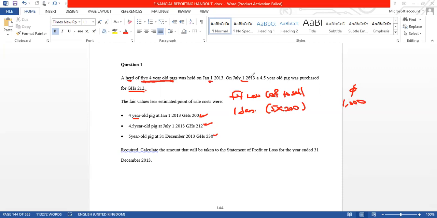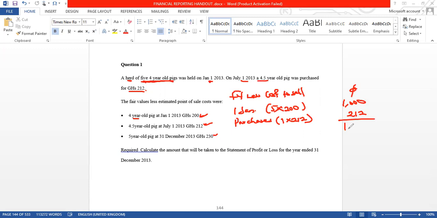You could see that on July 1, a 4.5-year pig is purchased at 212, and that is the fair value in the market. So we cannot be carrying just the fair value from those days. Now, if they purchased one, it means that on July 1, you remember opening stock and purchases, all right? So this one is our purchases. We bought one, a 4.5, and a 4.5-year-old is sold at 212. So we are going to get our 212.